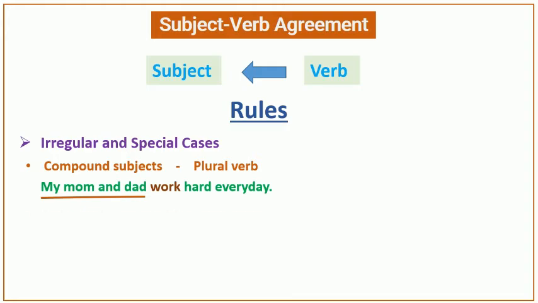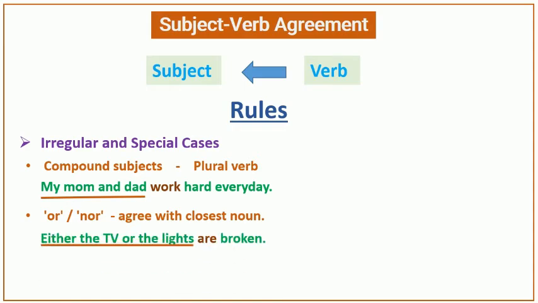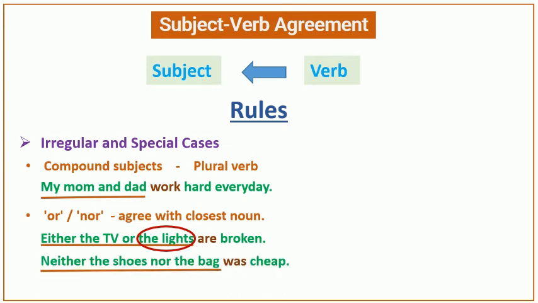If the subject has or nor, the verb agrees with the closest noun. For example, either the TV or the lights are broken. Here, the verb has agreed to the noun the lights. Another one, neither the shoes nor the bag was cheap. The verb has been agreed to the bag.